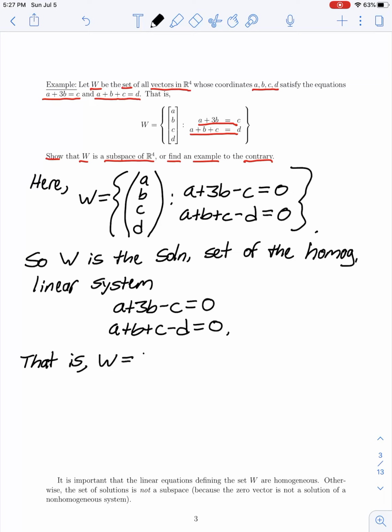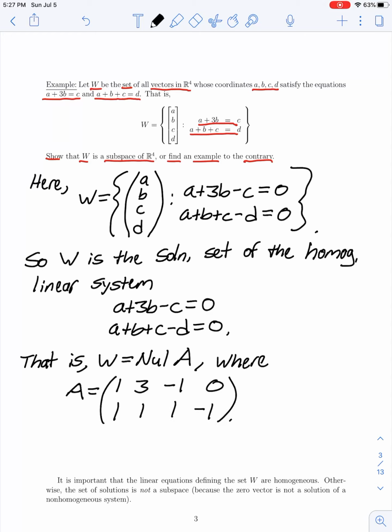W can be thought of as the null space of a matrix A, where A would be the coefficient matrix whose first row is 1, 3, -1, 0. Those are the coefficients of A, B, C, and D for my first equation. And my second row would be 1, 1, 1, -1. So here W is the null space of a matrix.